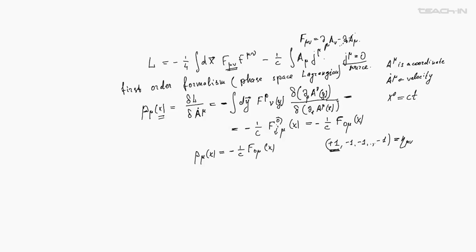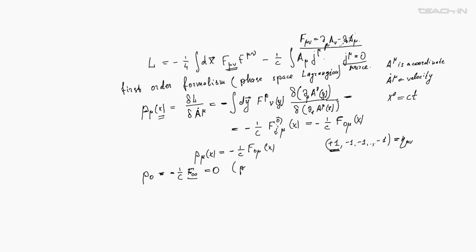Then what do you see from this formula? From this formula, you see that if you restrict this index μ to be 0, so P^0 is -1/c F^{00}. But the electromagnetic tensor is antisymmetric with respect to indices μ and ν. Well, you see it from this formula. And therefore, the F^{00} component is just 0. So P^0 appears to be 0. And this is what is called in the Dirac language the primary constraint.